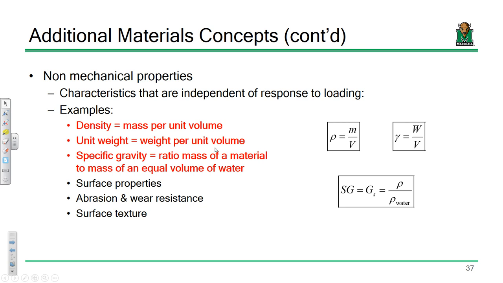Okay, have you ever heard the term specific gravity before? I think if you've had fluids, you probably heard it in there. But specific gravity is essentially a quantity that will tell you how much heavier a given material is than water, okay? So for instance, if a material has a specific gravity of 2, it's twice as heavy as water, okay? Does that make sense?